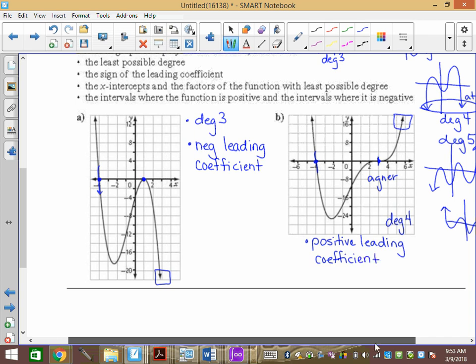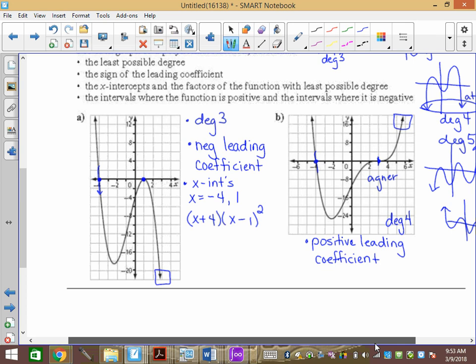Okay, the next one says the x-intercepts and the factors of the function with least possible degree. So what would my x-intercepts be here? X equals what for this first one? Negative 4 and? Okay, what would my factors be then? X plus 4, x minus 1 squared. Why? Because there's 2.